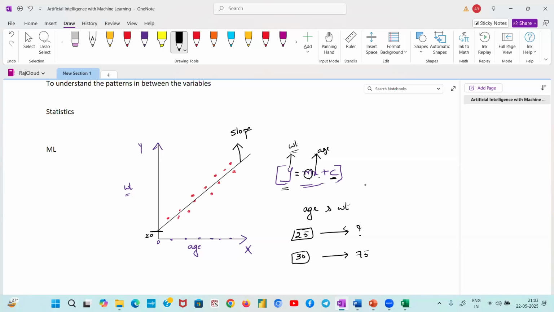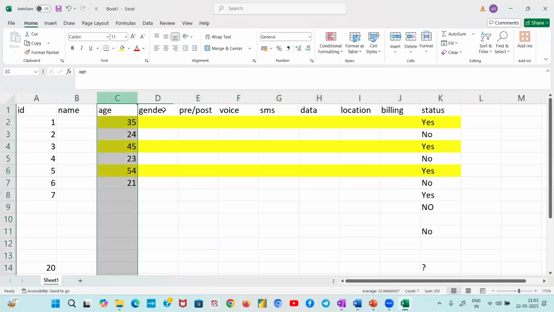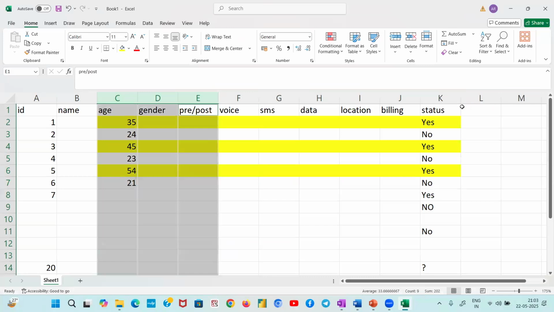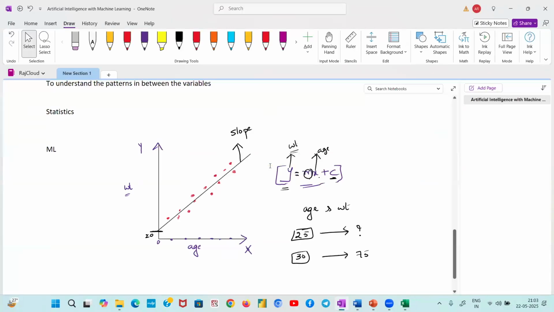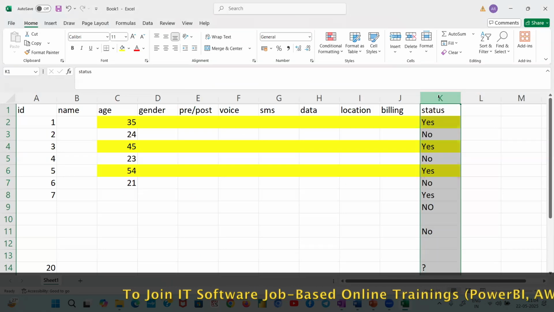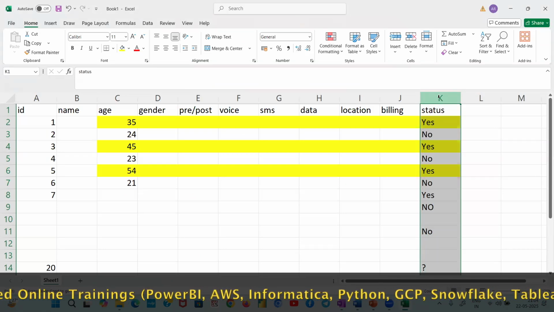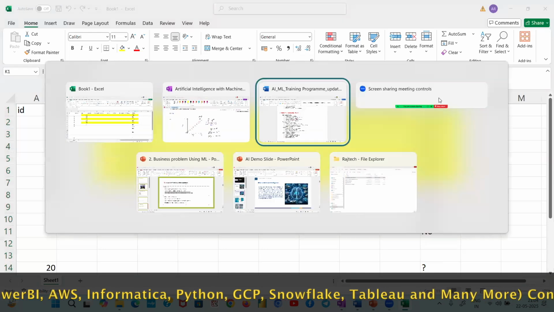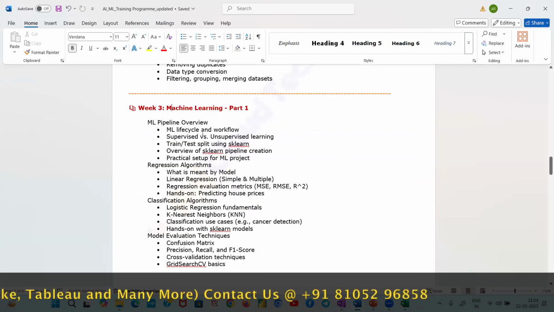This kind of model we are also going to make for this variable. In our example, I'm trying to calculate weight. In this example, I'm trying to calculate status: which customers will have the result yes, and which customers will have the result no. So this process is called machine learning. We are covering that machine learning part from week 3.